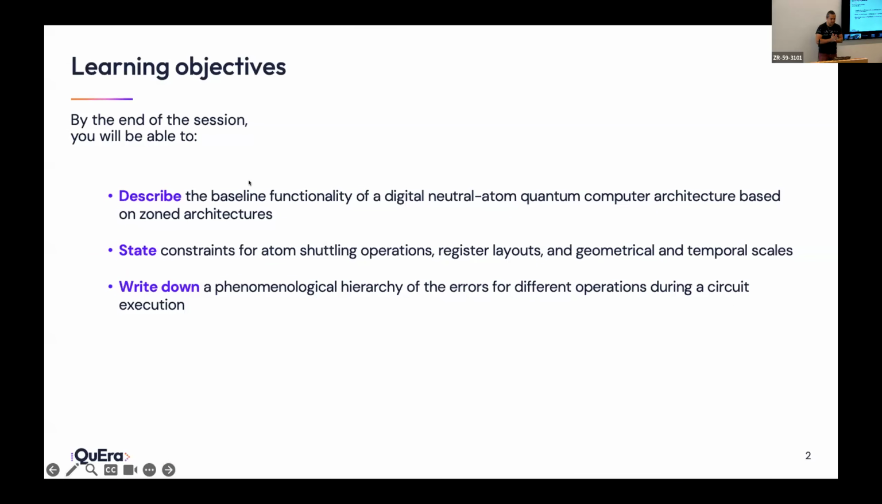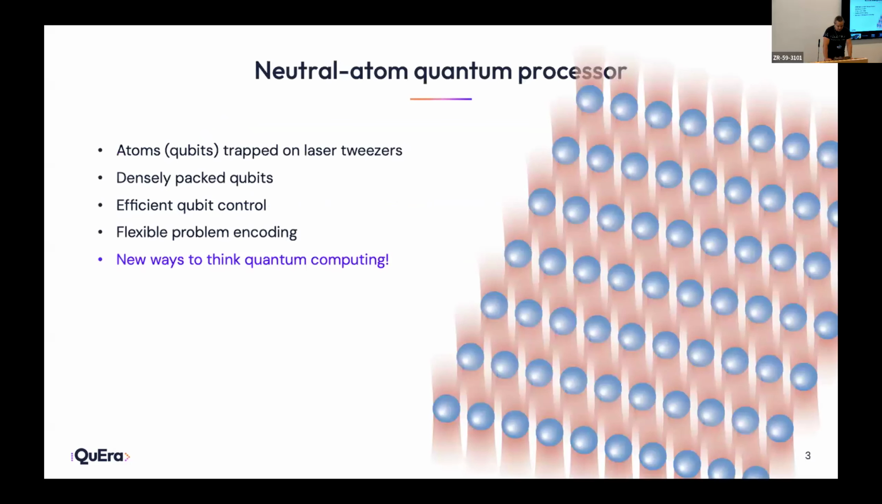So we have learning objectives here. By the end of this session, we're hoping that you'll be able to describe the baseline functionality of digital neutral atom quantum computers. You should be able to state the constraints for shuttling operations, so operations that move these atoms around. So how you are and are not allowed to move the atoms around. And finally, hopefully you'll be able to write down a phenomenologically inspired hierarchy of errors for the system, so that whenever you're designing a circuit, you know what you should be okay with, what you should not be okay with, or should be less okay with.